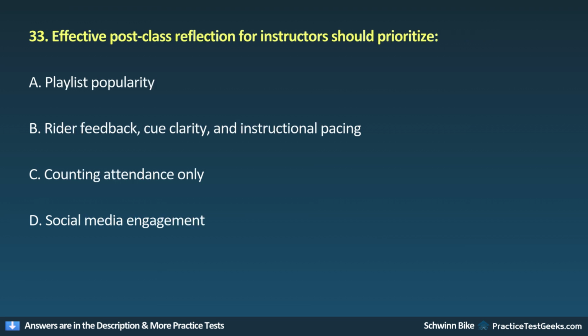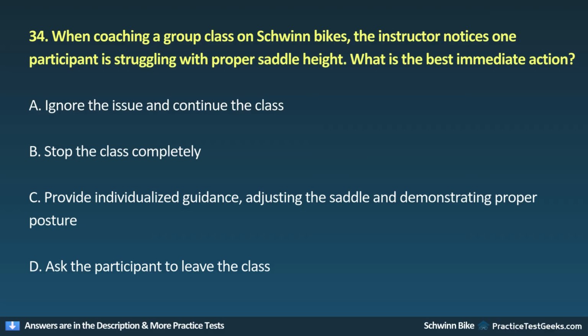33. Effective post-class reflection for instructors should prioritize A. Playlist popularity, B. Rider feedback, cue clarity, and instructional pacing, C. Counting attendance only, D. Social media engagement.